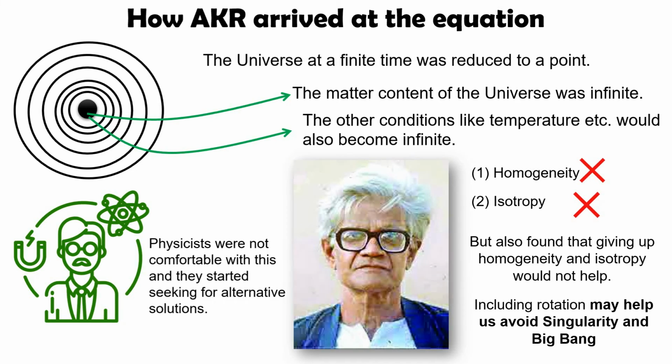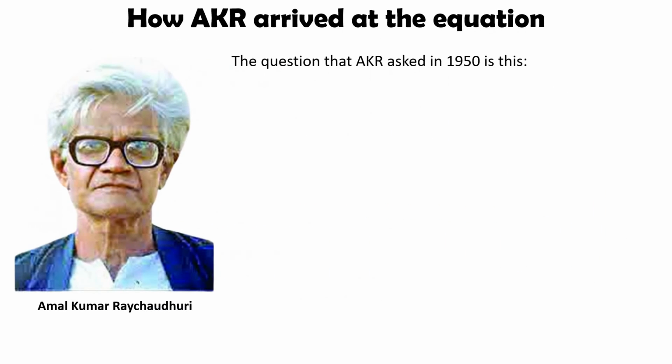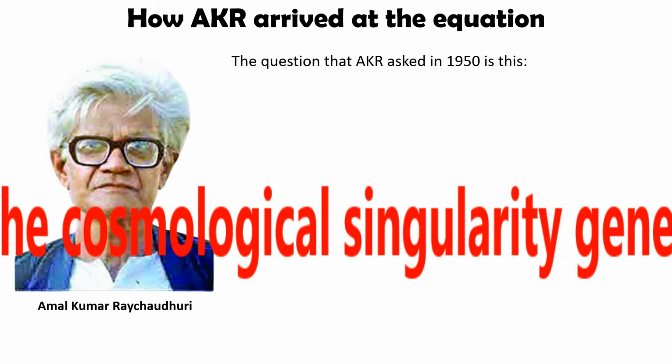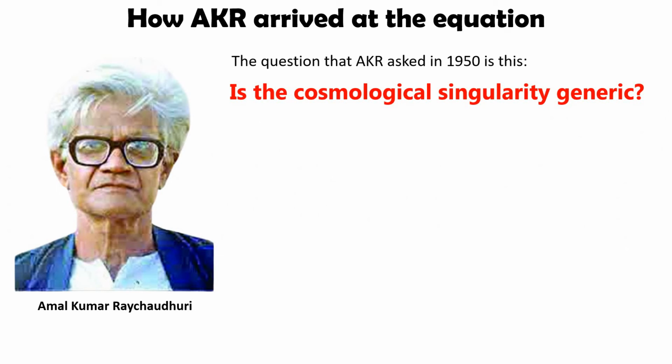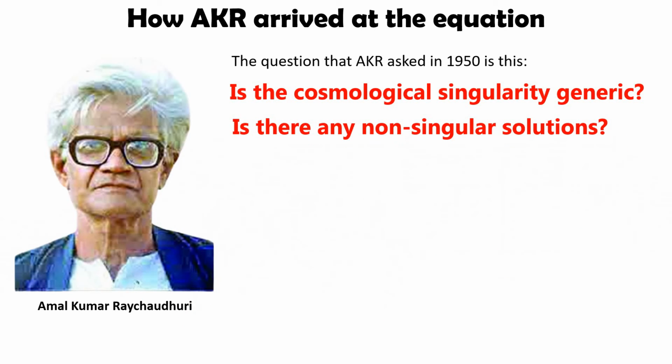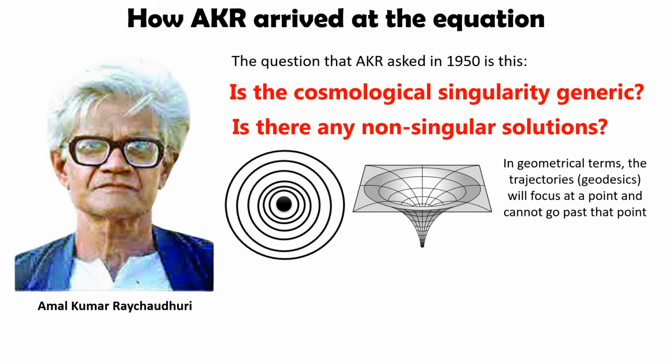Here we see the questions he asked in 1950, and the paper came around 1955. Number one, are cosmological singularities generic, that is, general in nature? And number two, are there any non-singular solutions? By non-singular we mean, can we avoid the singularity? In both those figures, the trajectories of geodesics will focus at a point and cannot go past that point. They will focus at one single point, and that leads to geodesic incompleteness.